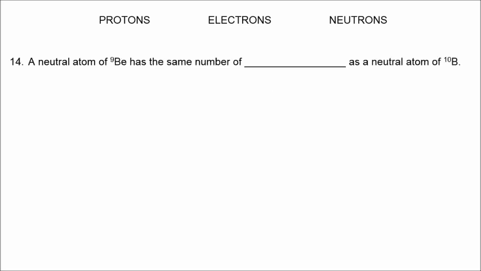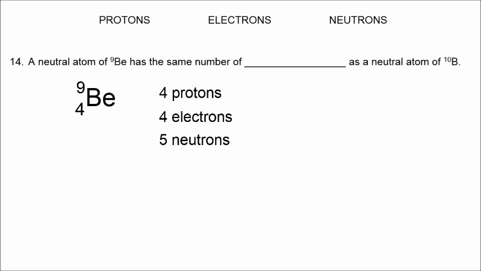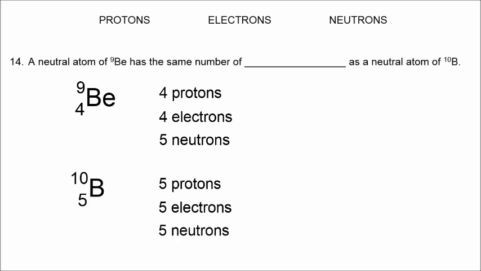In number 14, we're comparing beryllium-9 with boron-10. So beryllium-9 has 4 protons, 4 electrons because it's neutral, and 5 neutrons because 4 plus 5 is 9. Boron-10 has 5 protons, 5 electrons, and 5 neutrons. So when we compare these 2 atoms, we can see that they would contain the same number of neutrons.